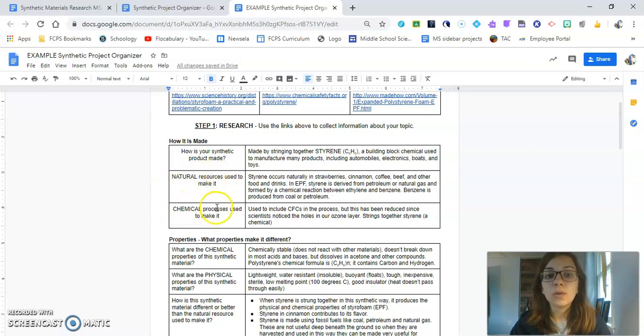And then what chemical processes are used to make it. You don't have to get too in-depth here with the actual chemistry of it, but do try to think about what type of chemical processes were done. Does it have to be melted down? Is it a chemical reaction to produce a brand new product?